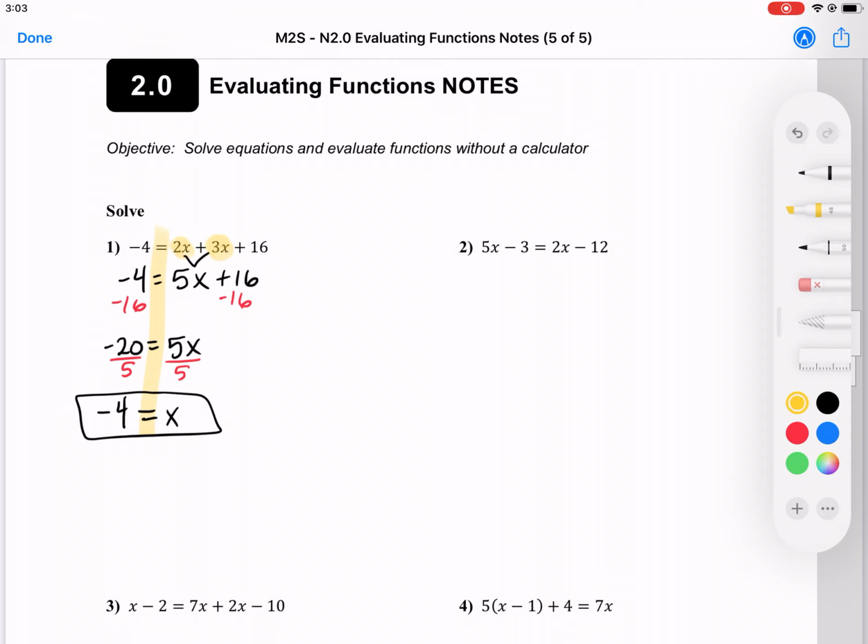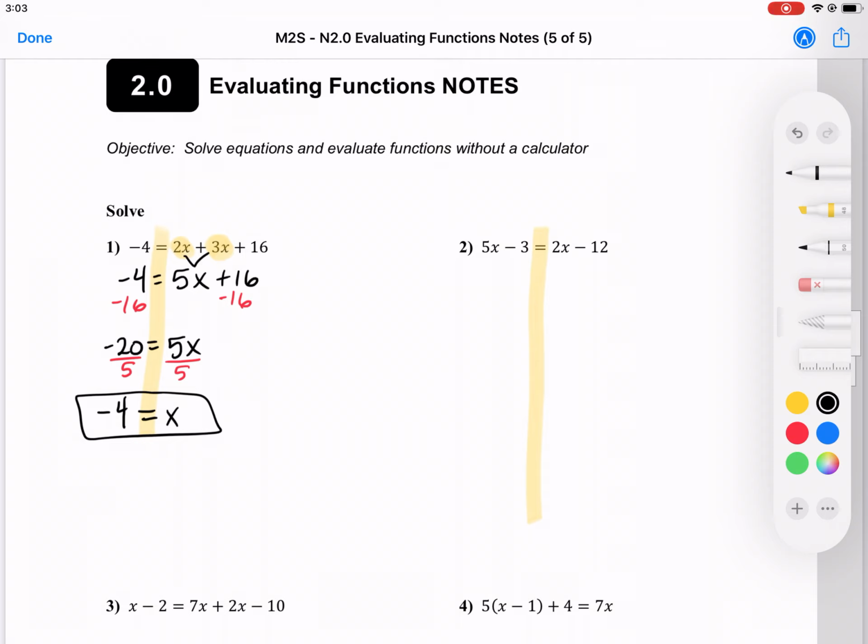All right, let's look at this next one. I'm going to go ahead and highlight where the equal sign is. Notice on the left side there are no like terms, so there's one with an x and one without an x. Same with the right side. One's with an x, one's not with an x. So I don't combine anything.